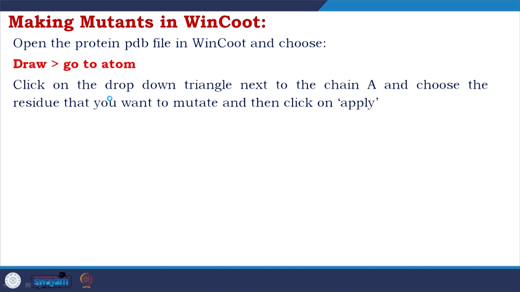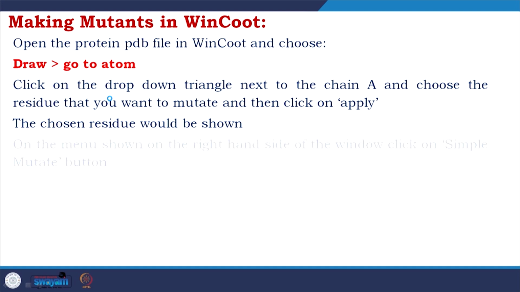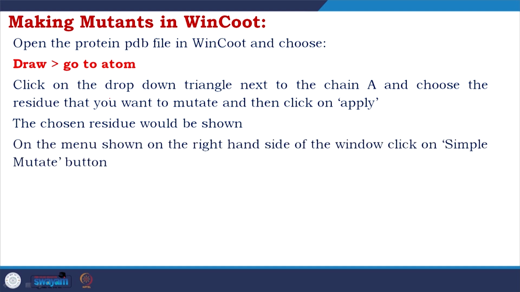triangle next to the chain A and choose the residue that you want to mutate and then click on apply. The chosen residue would be shown on the menu on the right hand side of the window. Click simple mutate button if you do not have the electron density map. So, simple mutate, no ED map. But when you have an ED map, the mutation would be adjusted according to the ED map. So, there are two options.